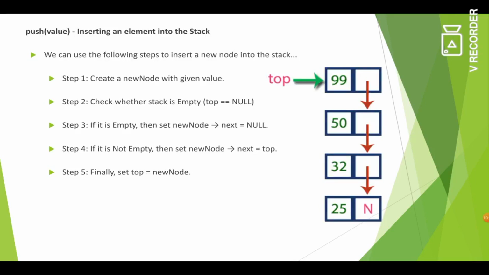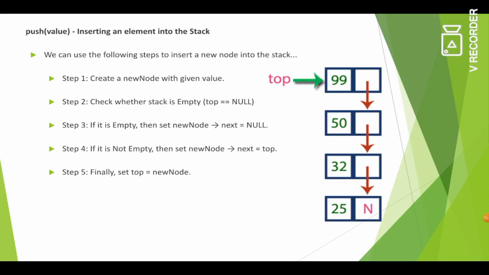First we have to create the new node with the given value. Then you have to check whether it is the first element or not, whether we are inserting the element into an empty stack or not. You can know whether the stack is empty or not with the help of the top pointer. If top is equal to null, then that is an empty stack. So the element is the first element we are going to insert into the stack.